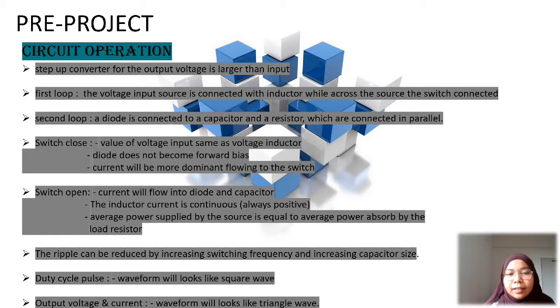The inductor current is continuous and always positive. The average power supplied by the source is equal to the average power absorbed by the load resistor. Next, the ripple can be reduced by increasing the switching frequency and increasing the capacitor size. For the duty cycle, the waveform will look like a square wave. And for the output voltage and output current, the waveform will look like a triangle wave.